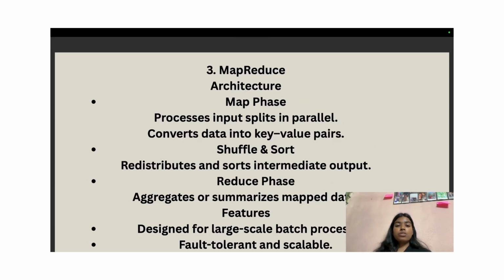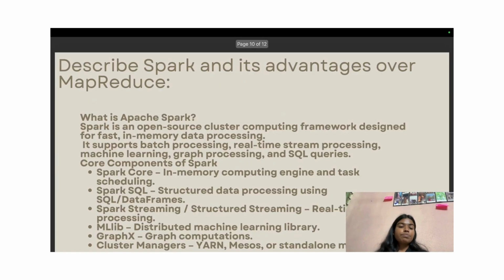Third is MapReduce. Architecture: the map phase processes input splits in parallel and converts data into key value pairs. Shuffle and sort redistributes and sorts intermediate output. The reduce phase aggregates or summarizes map data. Features: designed for large scale batch processing, and fault tolerant and scalable.